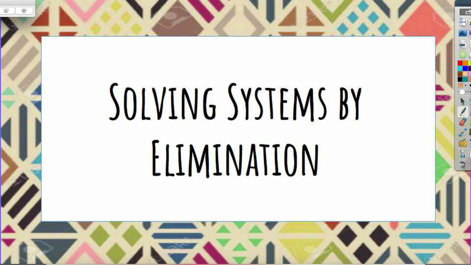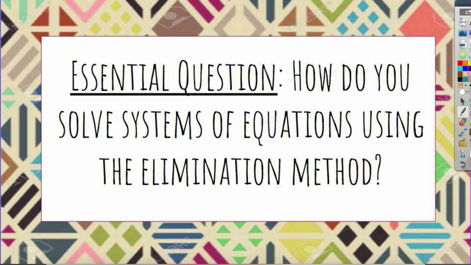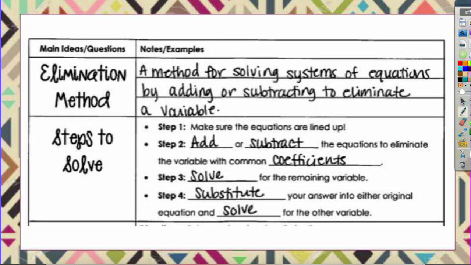Alright guys, today is the third and final method for solving systems. So we've already looked at graphing and substitution, and today we're going to look at how to solve a system of equations using elimination. So our essential question is, how do you solve systems of equations using the elimination method? So before we get into the lesson, we need to know what the elimination method is. It is another method for solving systems of equations by adding or subtracting to eliminate a variable.